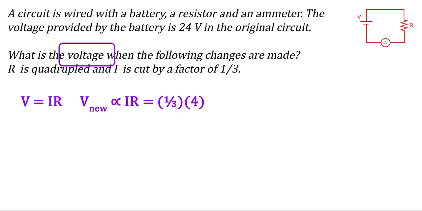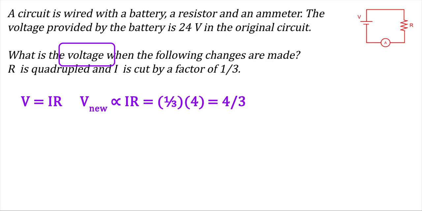I is changed by a factor of 1/3. R is changed by a factor of 4. Notice it's not a fraction in this case because the relationship is a multiplication, I times R. And we'll do a little math here. This just comes out to be 4/3.